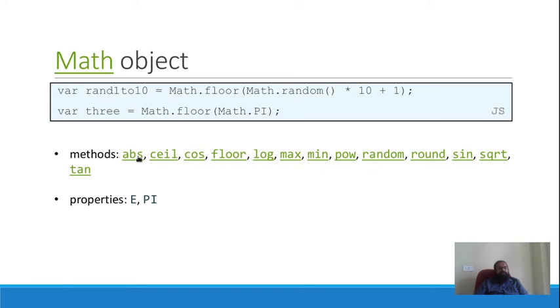So you have the methods abs, and ceil, which you use if you have a floating number and you want to round it off to the next integer. And the function floor you will use when you have a number and you want to round it off to the previous integer value. So ceil, cos is cosine, floor, log is logarithmic, max, min, pow, random, round, sin, square root, and tan.